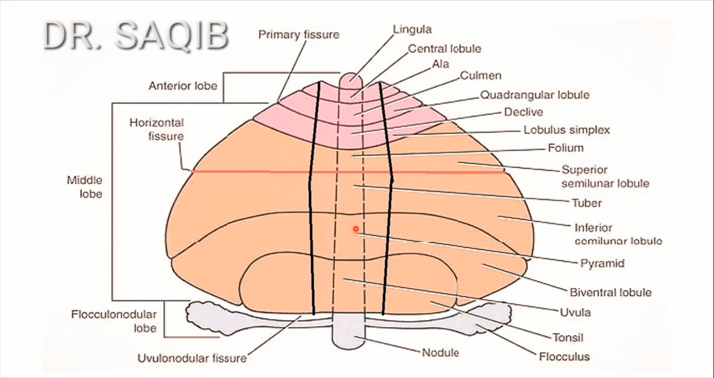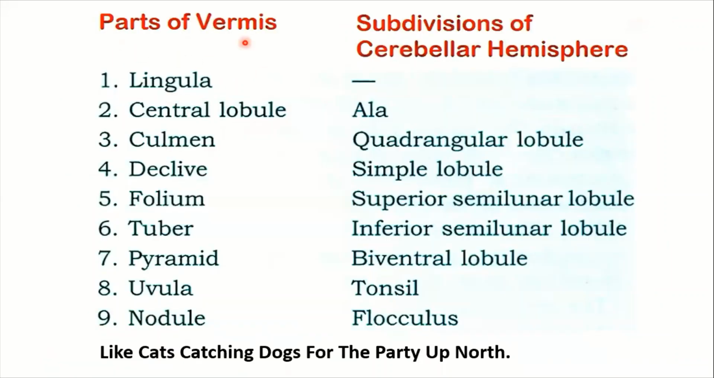And coming back to the parts of the vermis, the pyramid, and the corresponding part on the lateral hemisphere is the biventral lobule, and posteriorly the uvula, and laterally on the hemisphere is the tonsil. Then this is the nodule, part of the flocculonodular lobe, and this is the flocculus. These are the various parts of the vermis, 9 parts, enlisted over here, and these are the subdivisions of the cerebellar hemisphere corresponding to them. The lingula has no corresponding part.